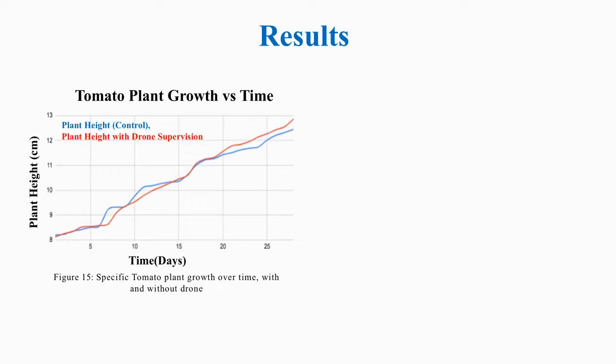So now just a specific isolated plant growth over time. So we know that the water usage is reduced and we know that the plant health is increased. So now we want to see if the plant growth was going to be hindered by the lack of water. But we saw that the drone's supervision actually maintained the growth of the plant, and there's little to no difference between the graph of the plant growth with drone supervision and control.